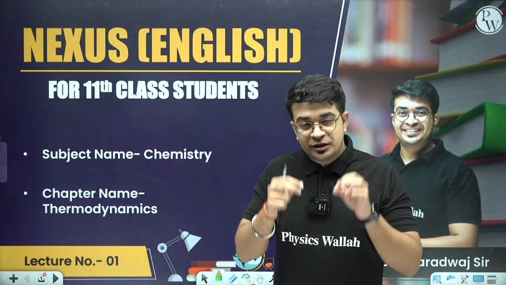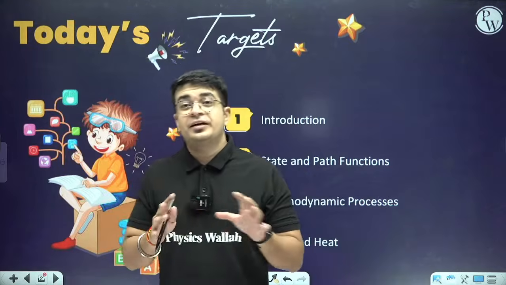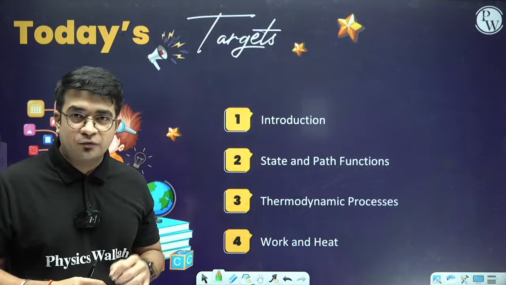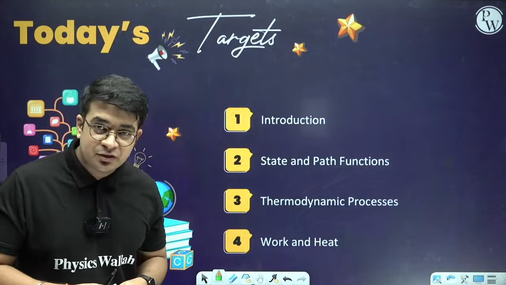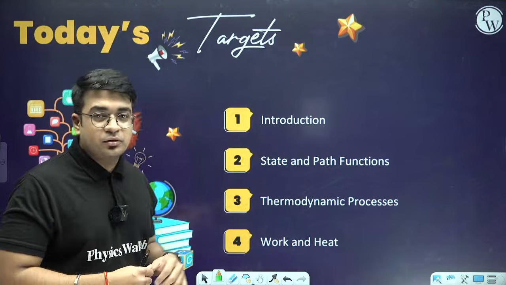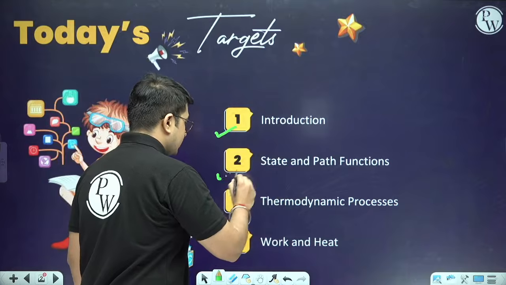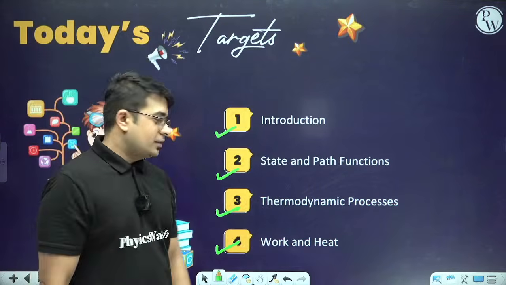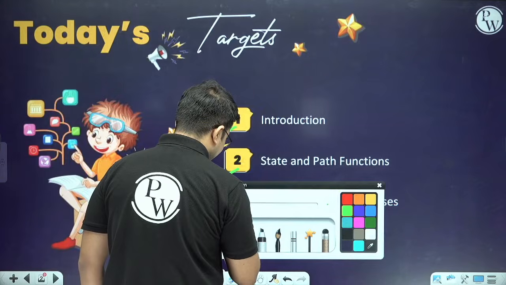I already told you that this is a core chapter of physical chemistry, so we are going to discuss different types of concepts. First we are going to start with the introduction part of this chapter. Then we are going to discuss state as well as path functions. Then we are going to discuss different types of thermodynamic processes, as well as some ideas related to work as well as heat.